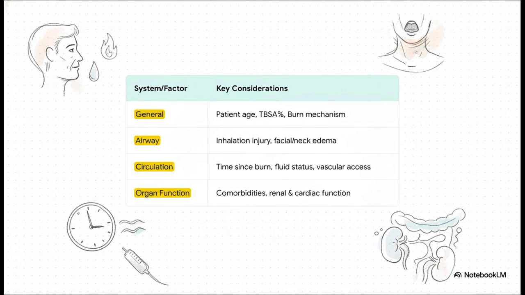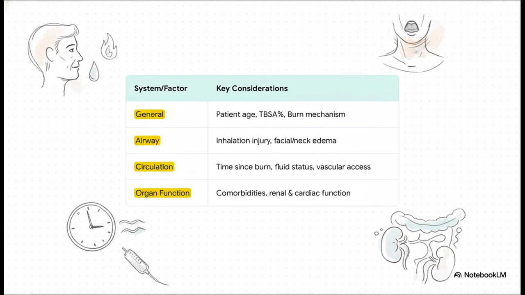Okay, so our preoperative assessment has to be systematic. It has to be thorough. This table really summarizes the core domains we need to think about. We're looking at general factors like the patient's age and the mechanism of the burn. For instance, an electrical burn should make you think about deeper, hidden muscle damage and a higher risk of myoglobinuria compared to a thermal burn.